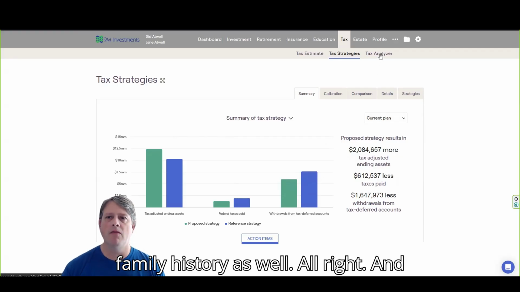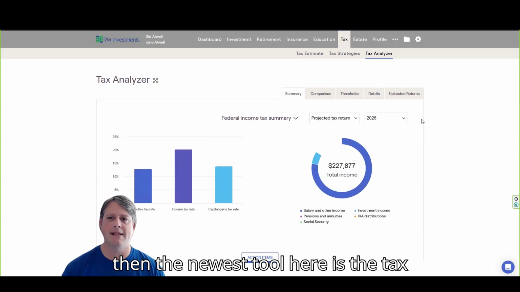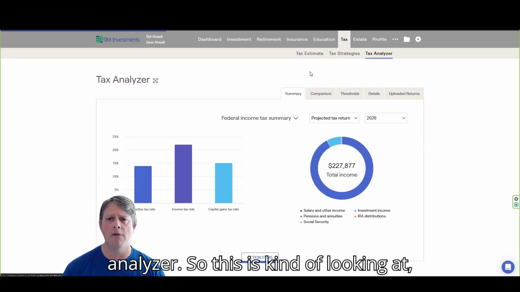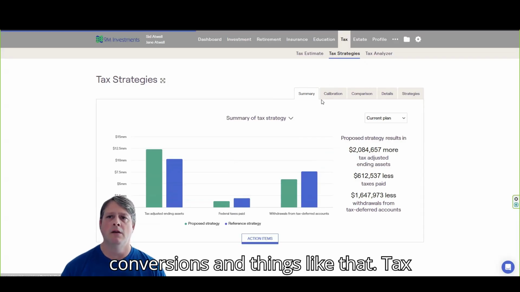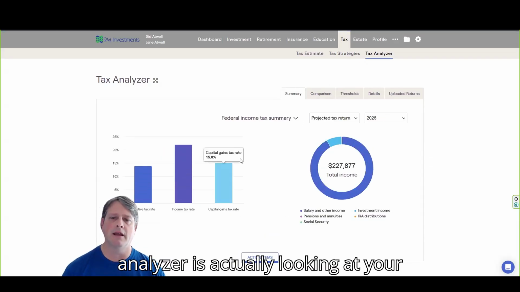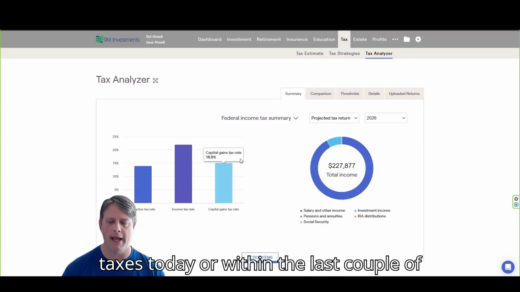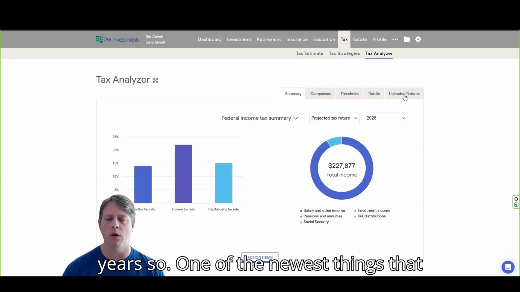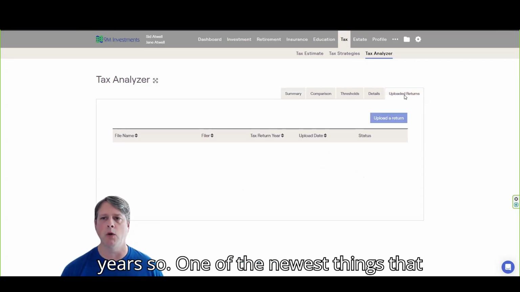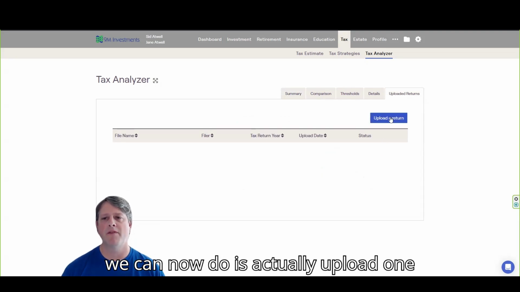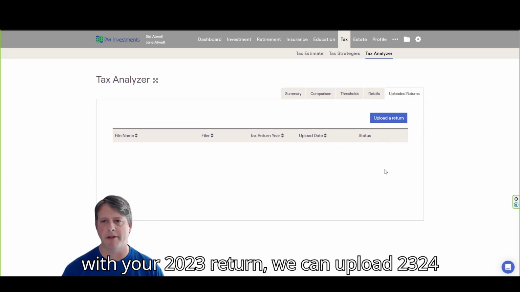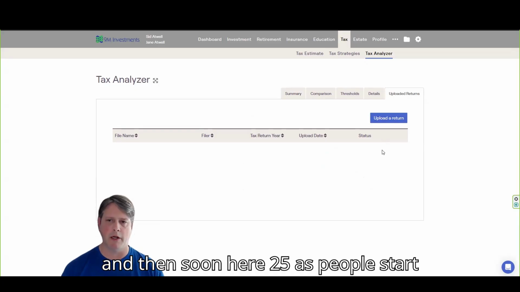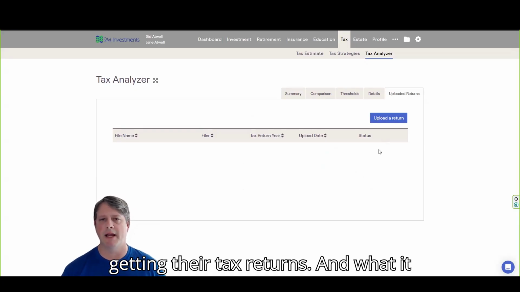All right. And then the newest tool here is the tax analyzer. So this is kind of looking at things that we can do from Roth conversions and things like that. Tax Analyzer is actually looking at your taxes today or within the last couple of years. So one of the newest things that we can now do is actually upload one of your old returns. So starting with your 2023 return, we can upload 23, 24, and then soon here 25 as people start getting their tax returns.